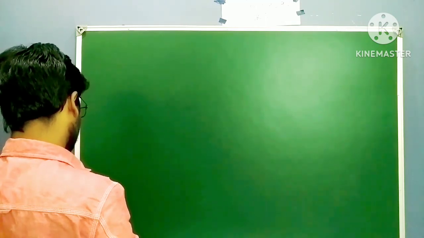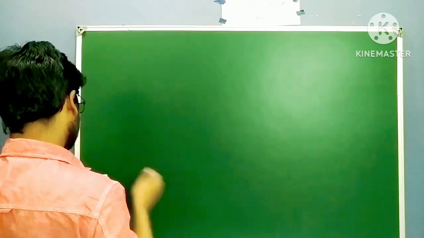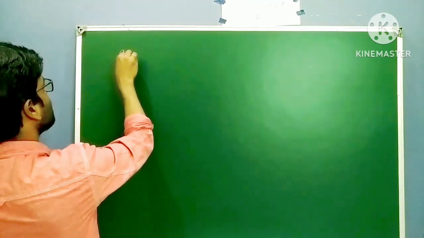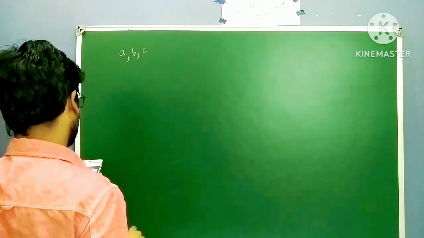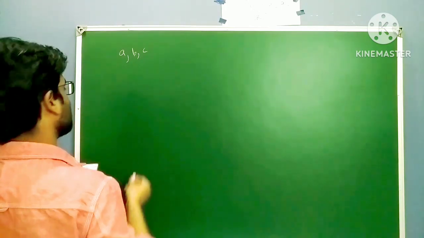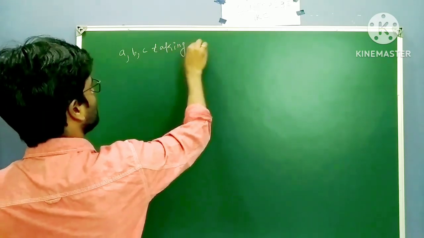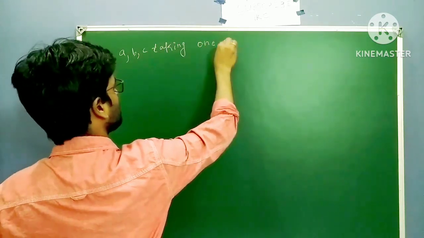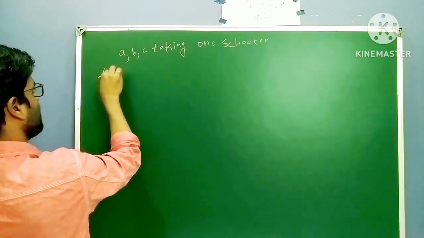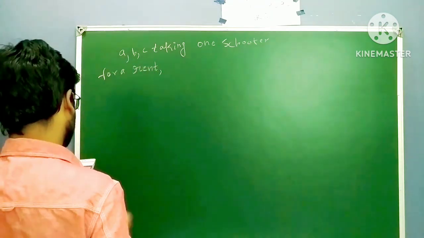Next one is, just wait. Suppose 3 persons are there, A, B, C. They are taking one taxi or one scooter for a rent. Very important, this is a previous year question. Carefully observe.